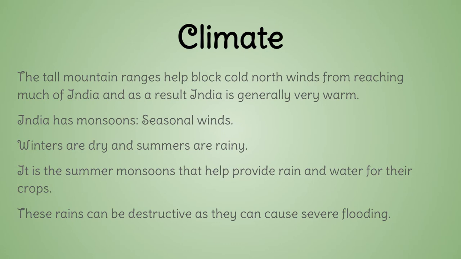India has monsoons, which are seasonal winds and storms. Now, winters in India tend to be very dry, and summers are very warm and rainy. It is the summer monsoons that help provide rain and water for the crops. Unfortunately, these same rains can be destructive and cause severe flooding.